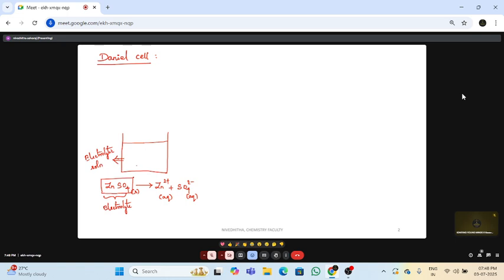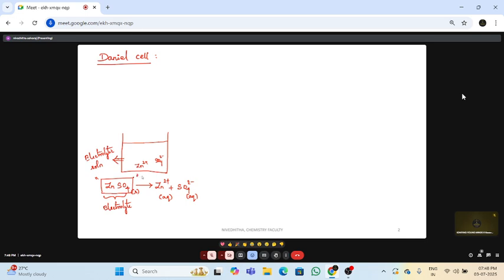Electrolytic solution, and this electrolytic solution contains a lot of Zn2+ ions and SO4 2- ions. So this is an electrolyte and this is an electrolytic solution, into which I'm going to dip a metal. Could you please tell me which metal is related to zinc sulfate salt?